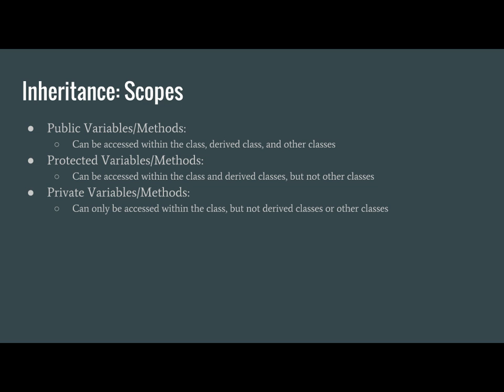And private is a little bit more restricted. Private variables and methods are only accessible within a class. For instance, if I have class A, class B derived from class A, and a class C that has nothing to do with class A, class B can access protected and public variables and methods, but all those private variables and methods can only be accessed within class A, not class C or B.